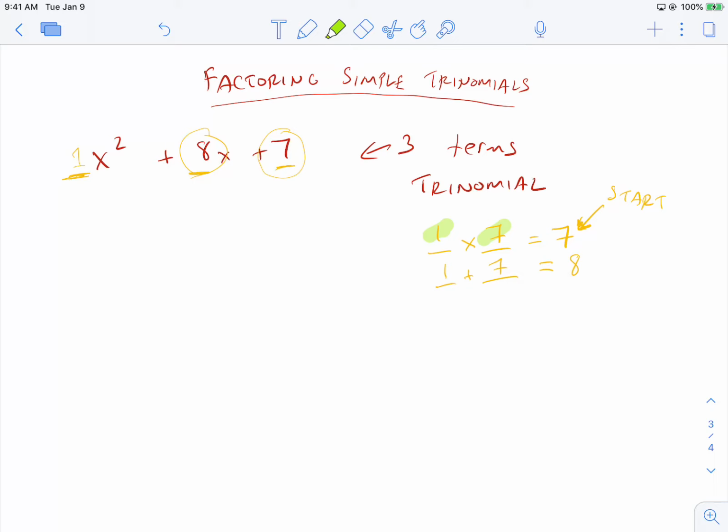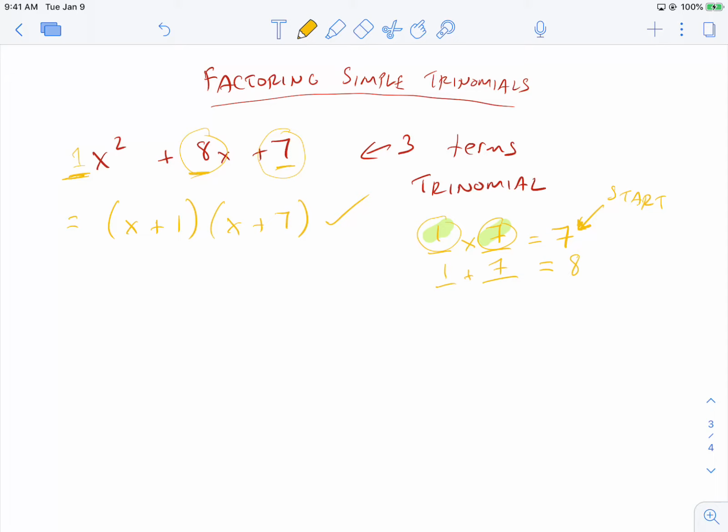So how do we write them? Once you have your two magic numbers, what you're going to do is you're going to put x and then whatever this number is. This is positive 1. So x plus 1. And then we write our next one. What is this? This is positive 7. So we'll have x plus 7. And that would be it. That would be factored. And just like before, you can always reverse this.